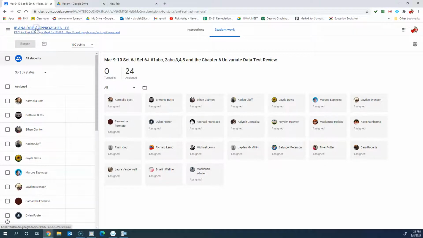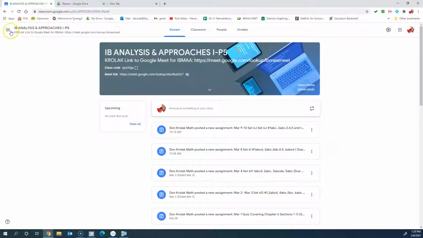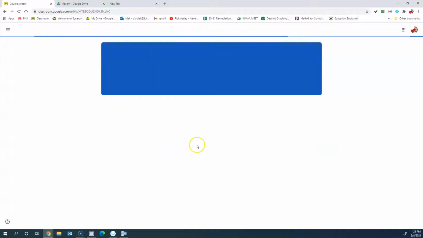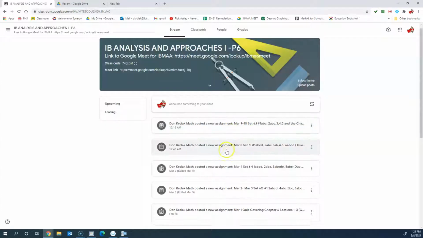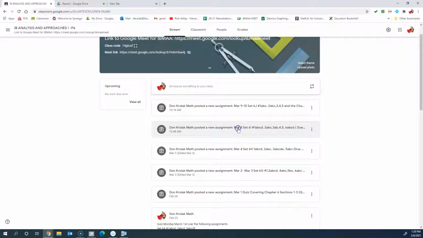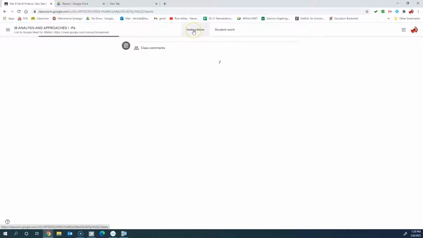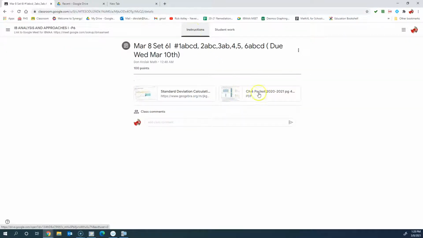For the people that are at home, let me get on the right class here. The blank notes for today are posted right here where it says March 8th. So for you guys at home, if you open up this PDF right here, that'll have the blank notes. What I'd like everybody to do is go to March 8th, open that up, and then there's a GeoGebra link. Click on that.